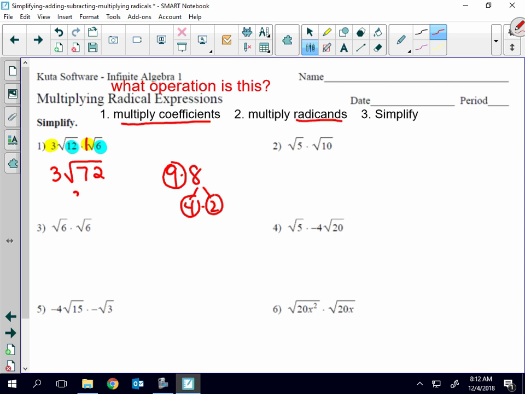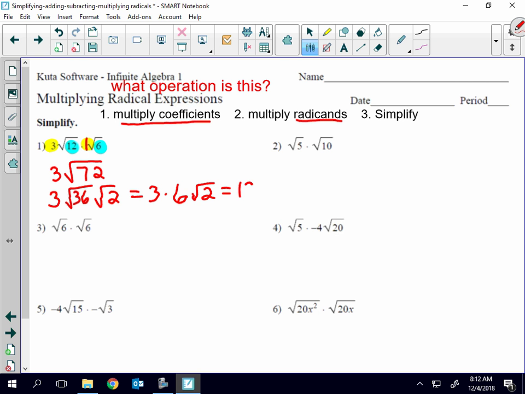So I'm going to write this. 36, we have the square root of 36 and the square root of 2, and don't forget we have that 3 on the outside. And I'm going to rewrite that over here because I'm running out of room. This is multiplication, don't forget. So 3 times the square root of 36, which is 6, radical 2. My board's being funny. And that's going to equal 18 radical 2.